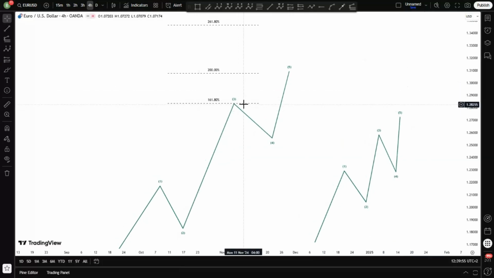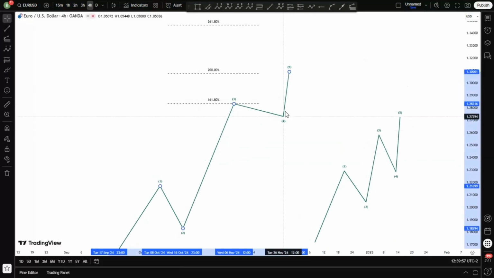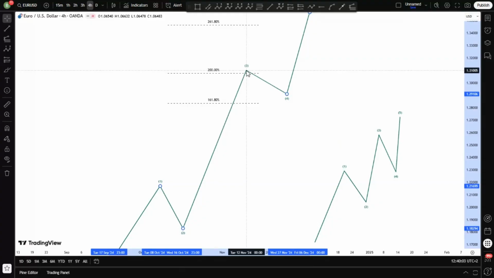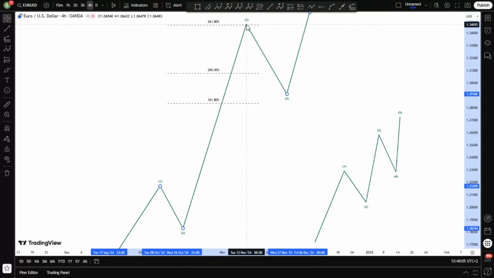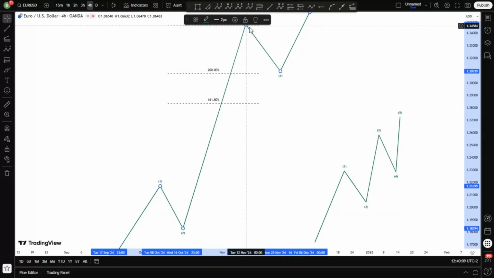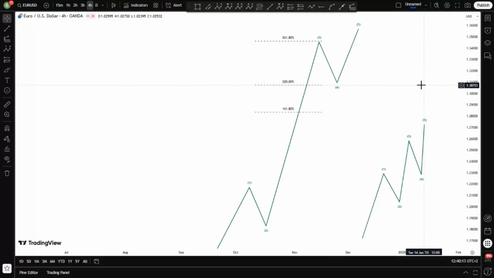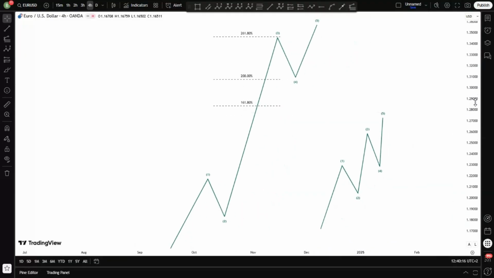So wave 3 is the one that you want to catch because it pays a lot. The next target is 200%. The most common one is 261.8%. That's how to measure wave 3.